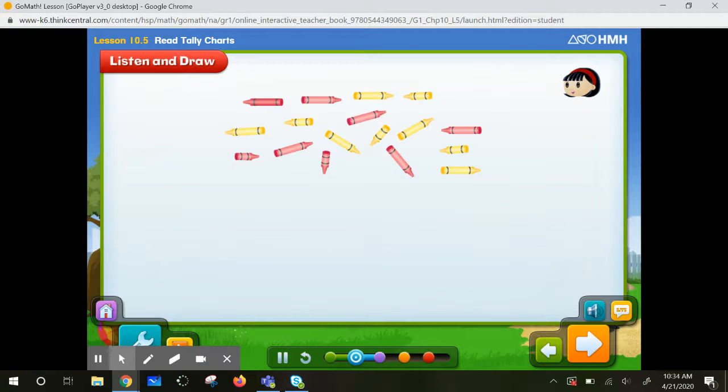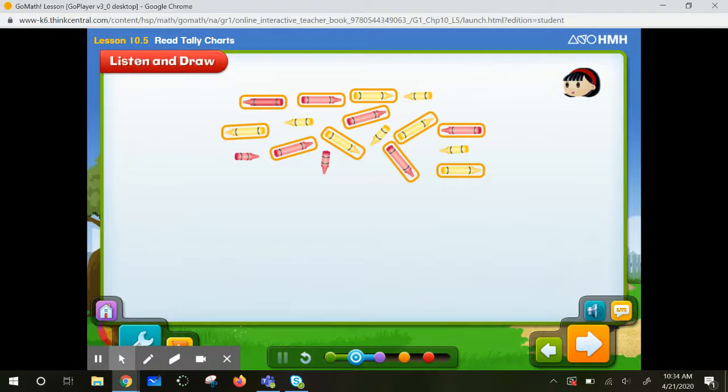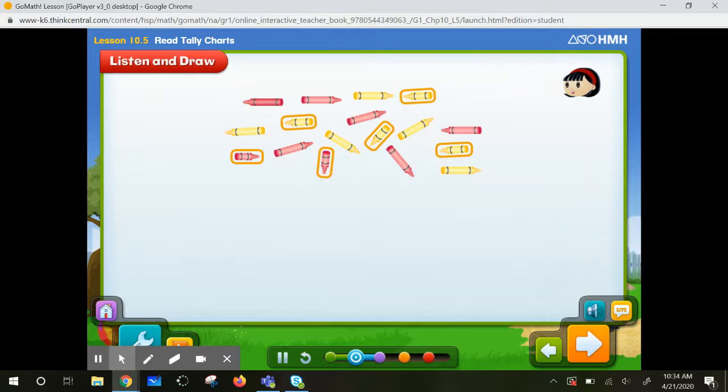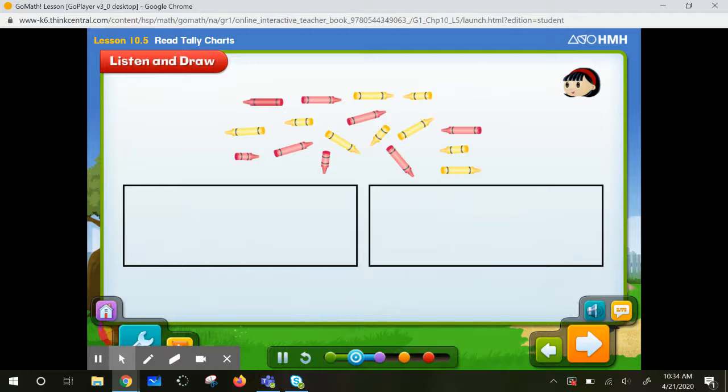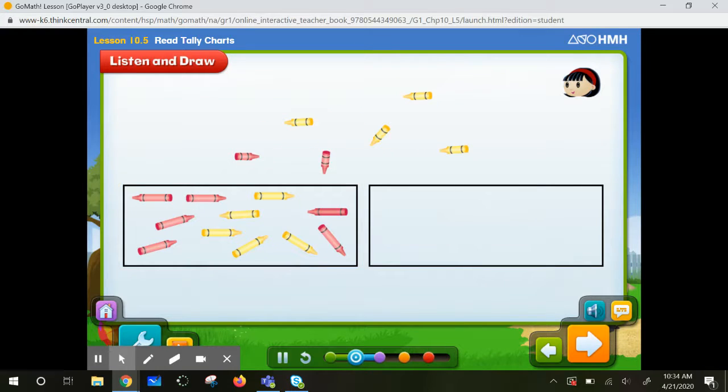What's another way Jane can sort her crayons? Have you noticed they're different sizes? There are long crayons and there are short crayons. Now let's move the crayons into two groups of different lengths. Put the long crayons here. Put the short crayons here. Now we can count to find out how many of each size crayon Jane has.